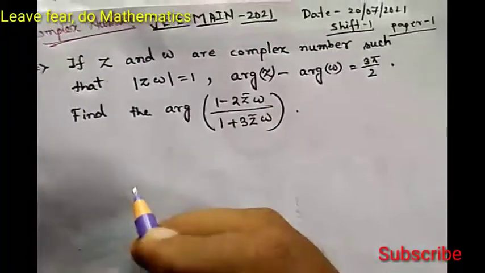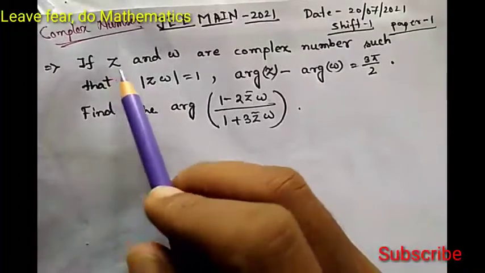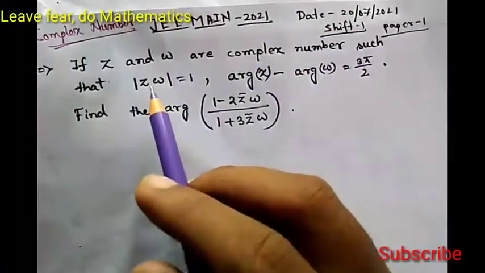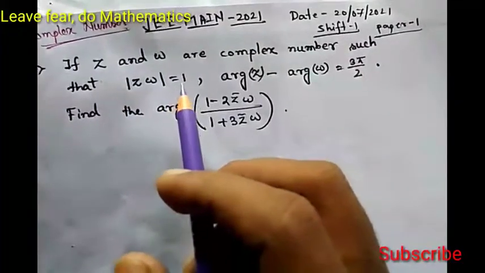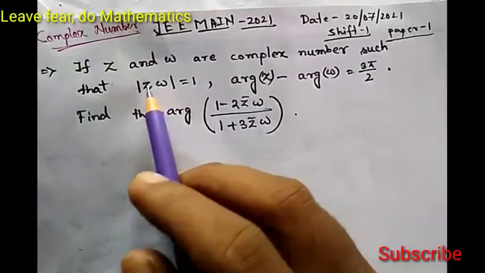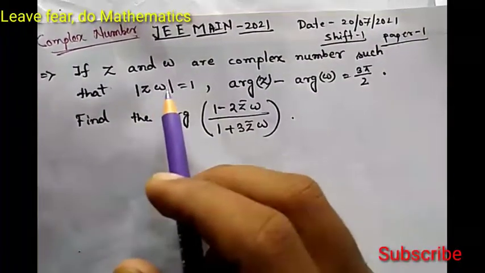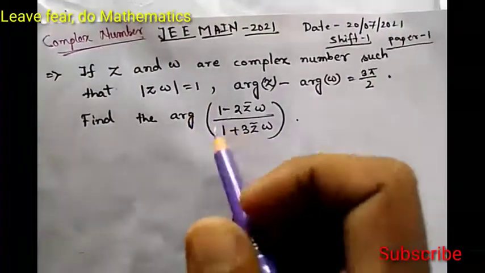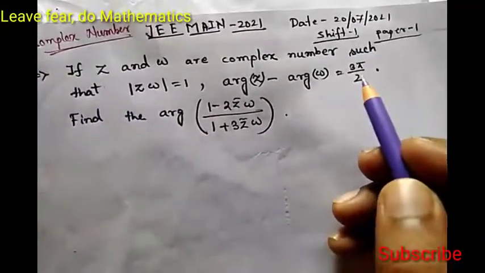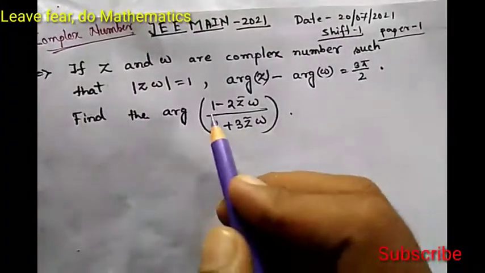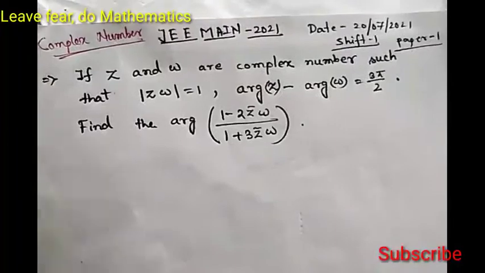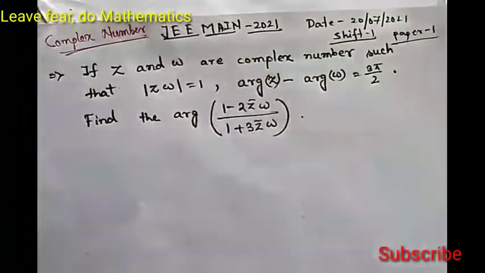Okay, so let's start. The problem says if Z and W are complex numbers such that the modulus of ZW equals 1, that is, the modulus of the product of the complex numbers Z and W is 1, and given that the argument of Z minus the argument of W equals 3 pi by 2, then find the argument of (1 minus 2 Z bar W) by (1 plus 3 Z bar W).